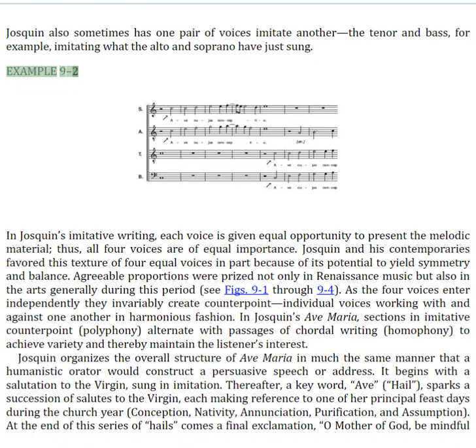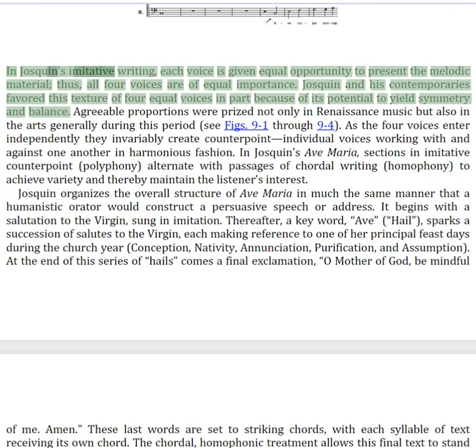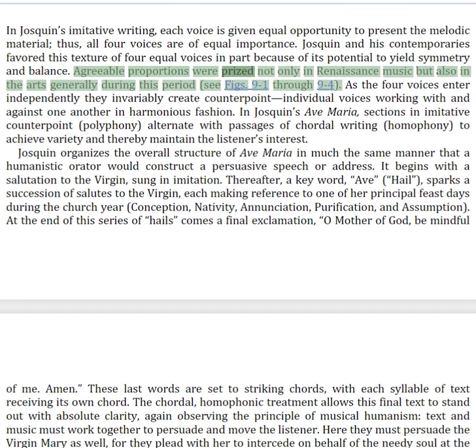Example 9:2. In Josquin's imitative writing, each voice is given equal opportunity to present the melodic material, thus all 4 voices are of equal importance. Josquin and his contemporaries favored this texture of 4 equal voices in part because of its potential to yield symmetry and balance. Agreeable proportions were prized not only in Renaissance music but also in the arts generally during this period.